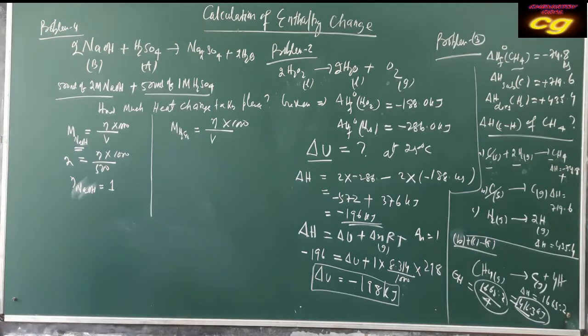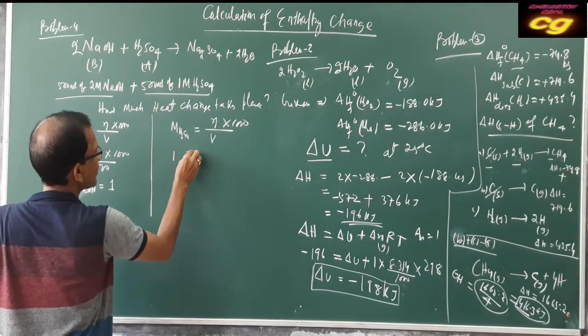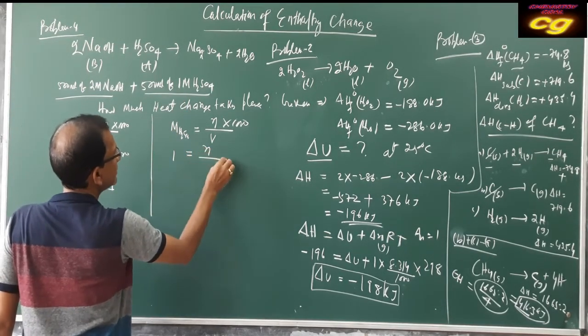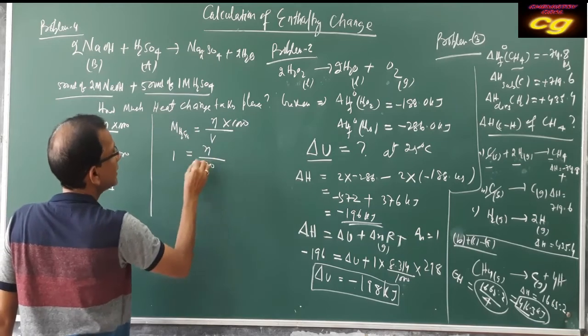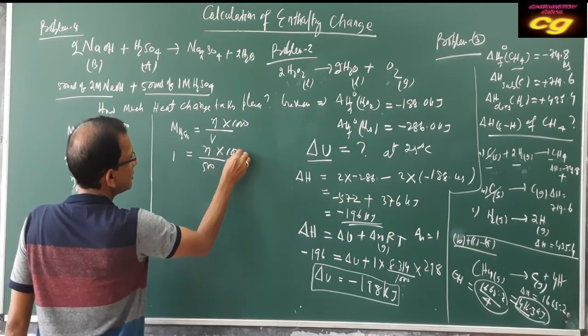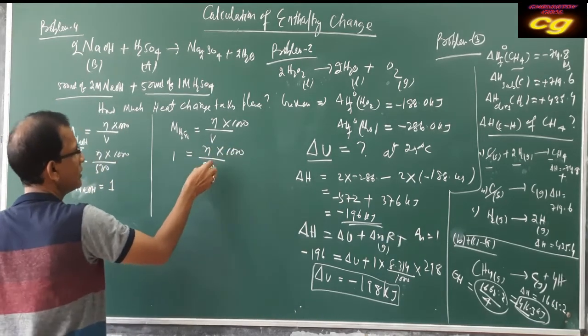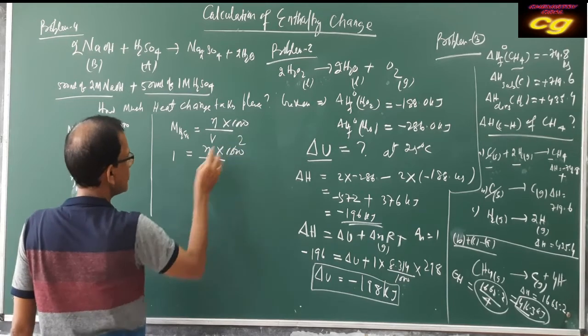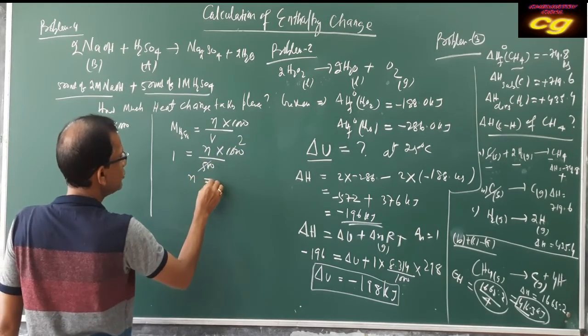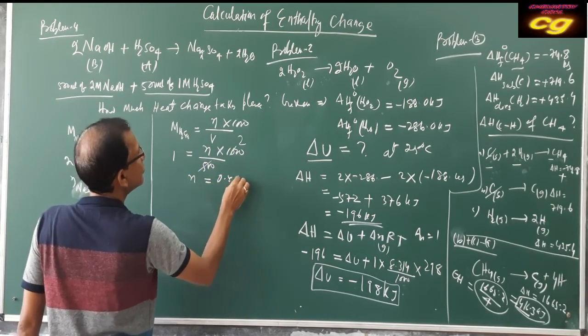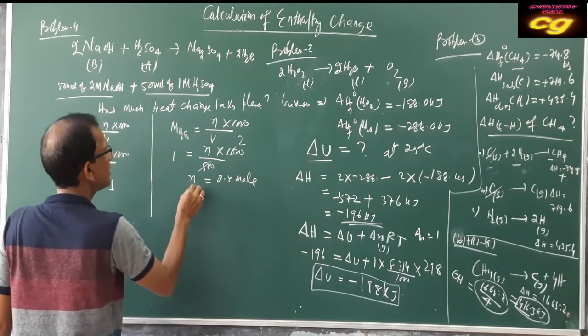Here what happens? M is 1, N you will calculate N, V is 500, then volume is 1000. So what is the value of N? So N is equal to 0.5 mole. Here N is for sulfuric acid.